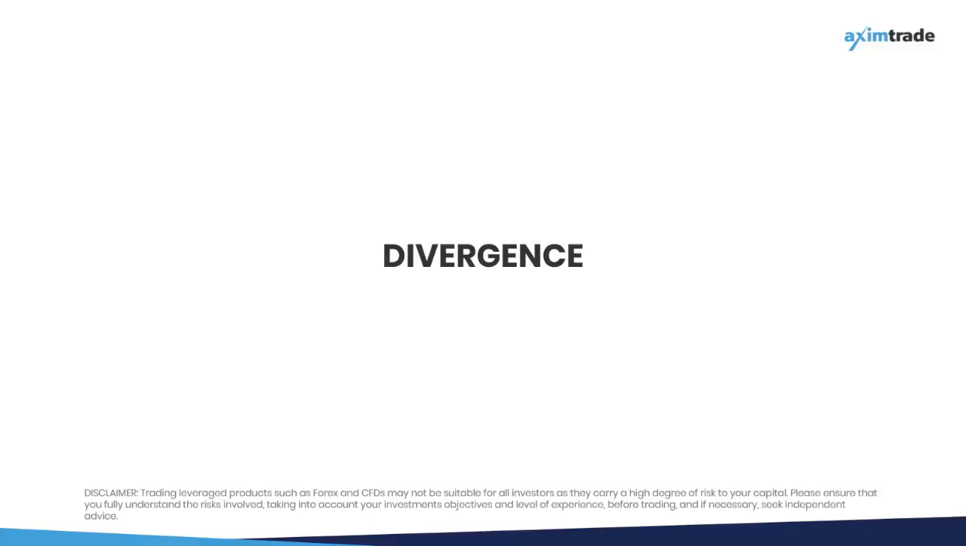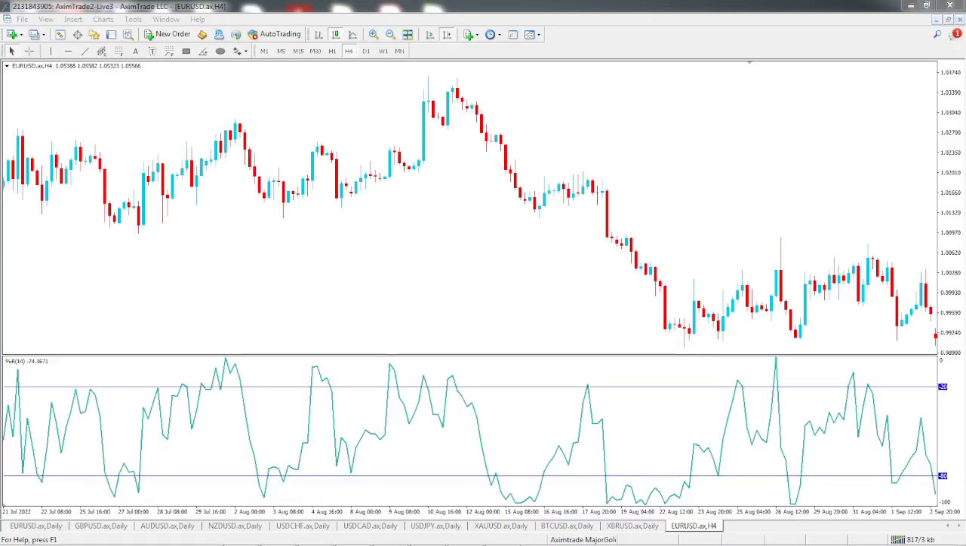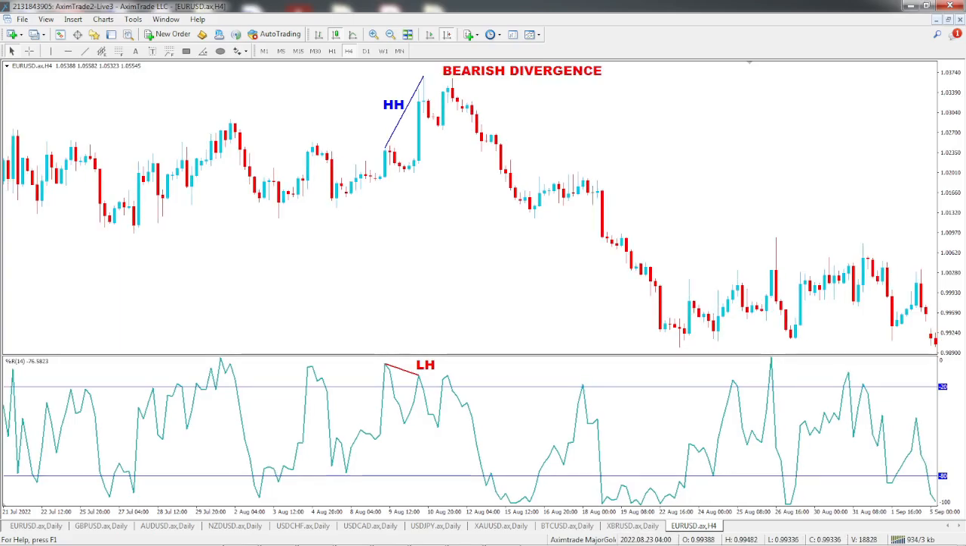Bullish and bearish divergence. Mostly traders use divergence to predict tops and bottoms in the market. A bearish divergence happens when the market makes a higher high, but the Williams percent range indicator makes a lower high. This indicates that the market is overextended. The rising power is minimal and signals the market may fall soon.